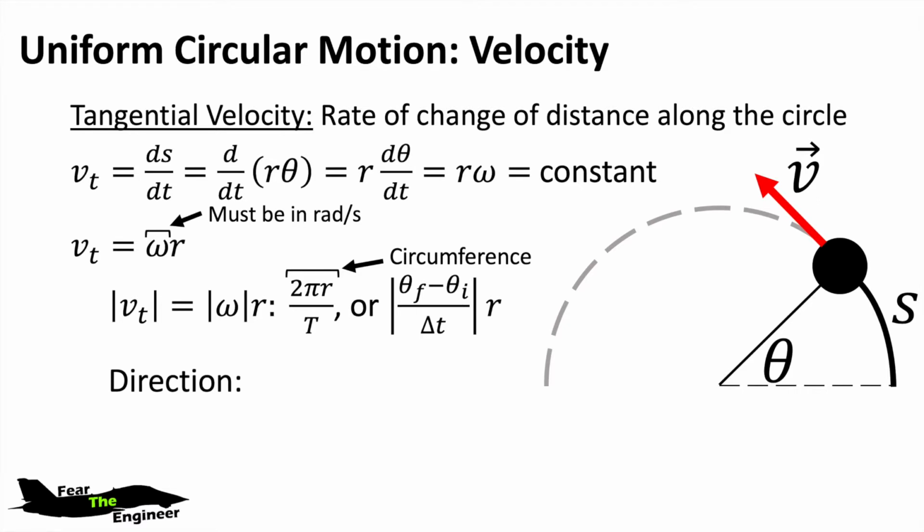That's it for magnitude. The direction of the tangential velocity tells us which way the particle is moving. It's either clockwise or counterclockwise. Usually, we write clockwise tangential velocities as negative and counterclockwise ones as positive. This is just a common convention.